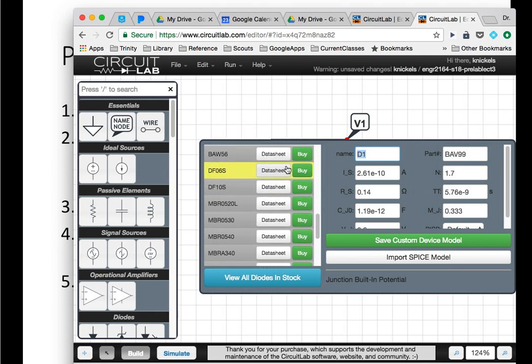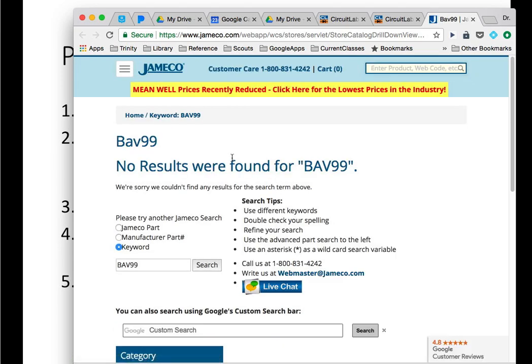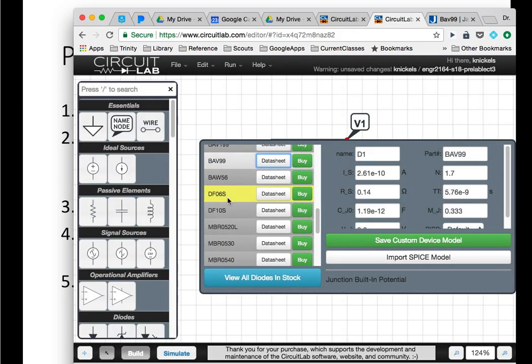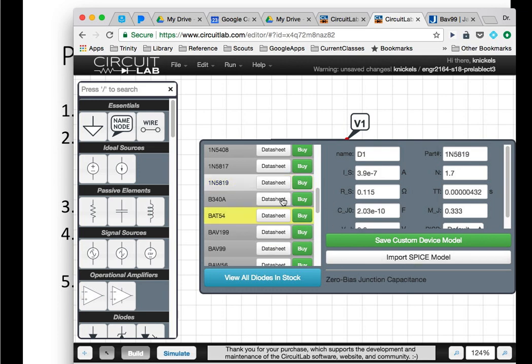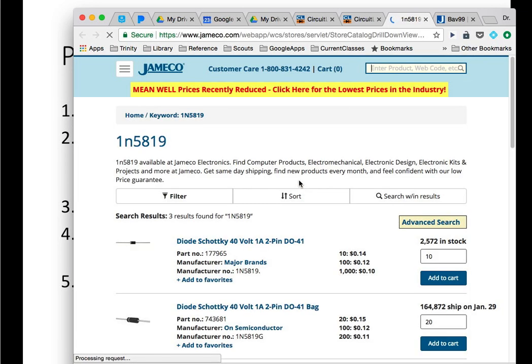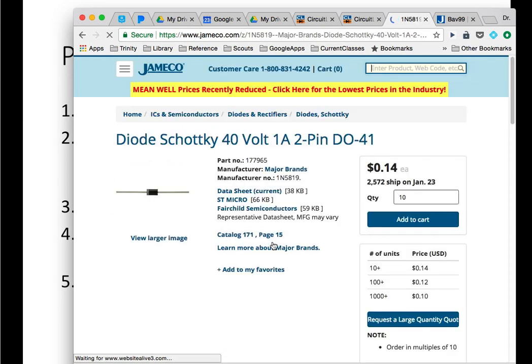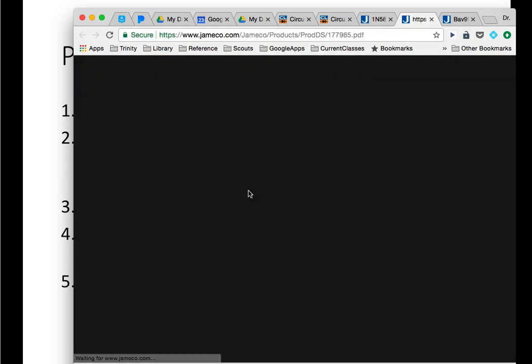Our diode that we have specified here is the BAV99. So let's look at the BAV99. There it is, and we click on datasheet. It takes us out to, let's choose a different one. That one doesn't seem to exist. So let's do the 1N5819 here and look at the datasheet for that one. There are 3 different datasheets available. Let's look at the datasheet from Jamco.